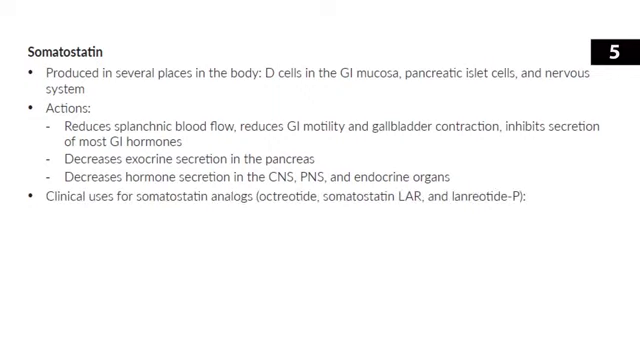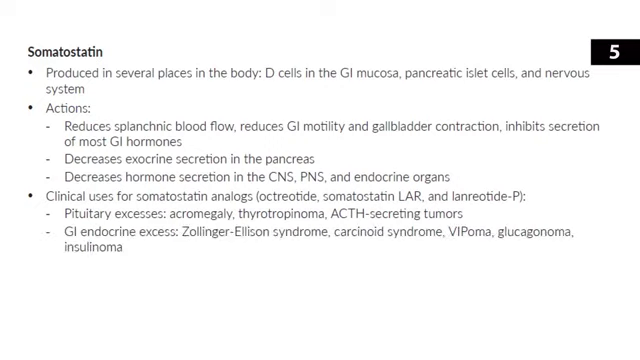Several somatostatin analogs have been developed: octreotide, somatostatin LAR, and lanreotide, for example. And these are used to treat a variety of things, including pituitary excesses other than prolactin, if pituitary resection is not successful, so this is like acromegaly, TSH-secreting tumors, and ACTH-secreting tumors. GI endocrine excess, so examples would be Zollinger-Ellison syndrome, carcinoid syndrome, VIP-oma, glucagonoma, and insulinoma. And then you can also use it for certain diarrheal diseases.